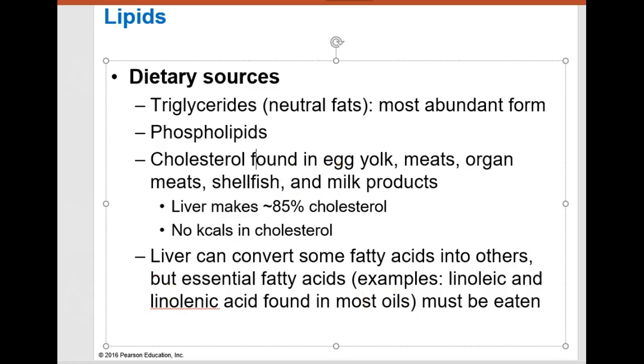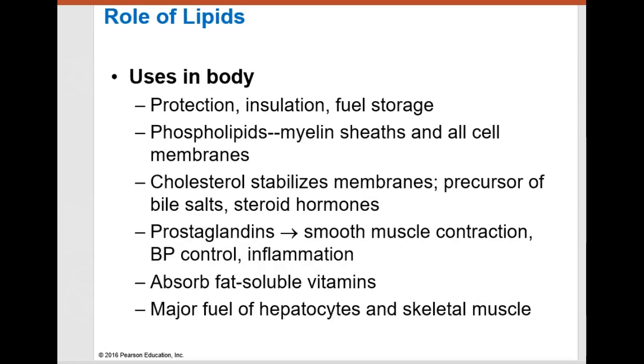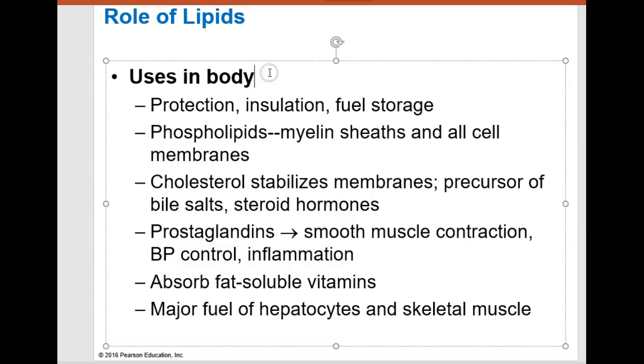So what do we do with lipids? These are some of the functions. I like to use this acronym to help me remember lipid functions. The S is for structure. The L is for long-term energy storage, as opposed to the short-term energy storage that carbohydrates provide. The I is for insulation, as in the adipose layer or subcutaneous layer of the skin.